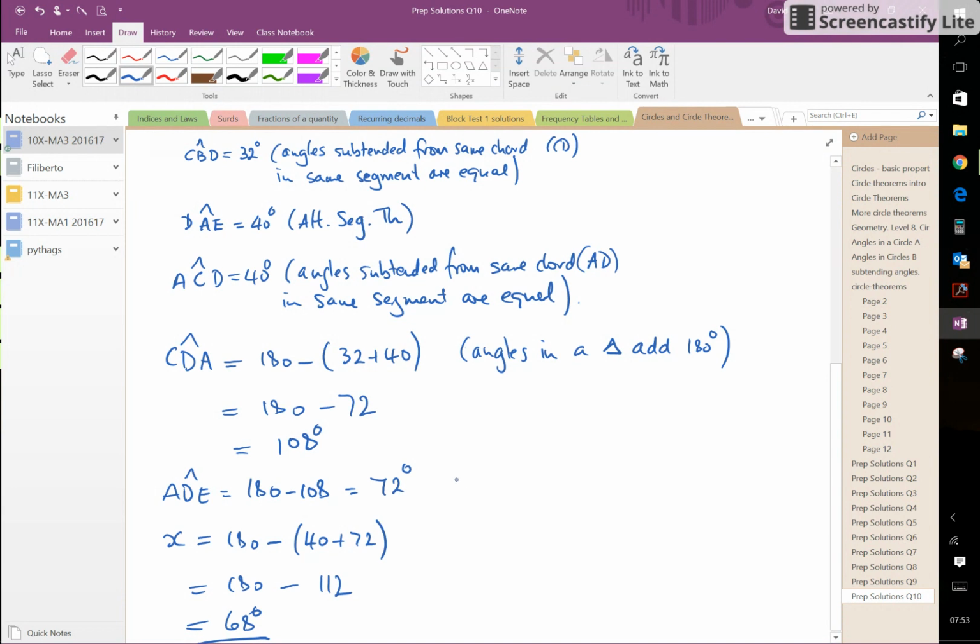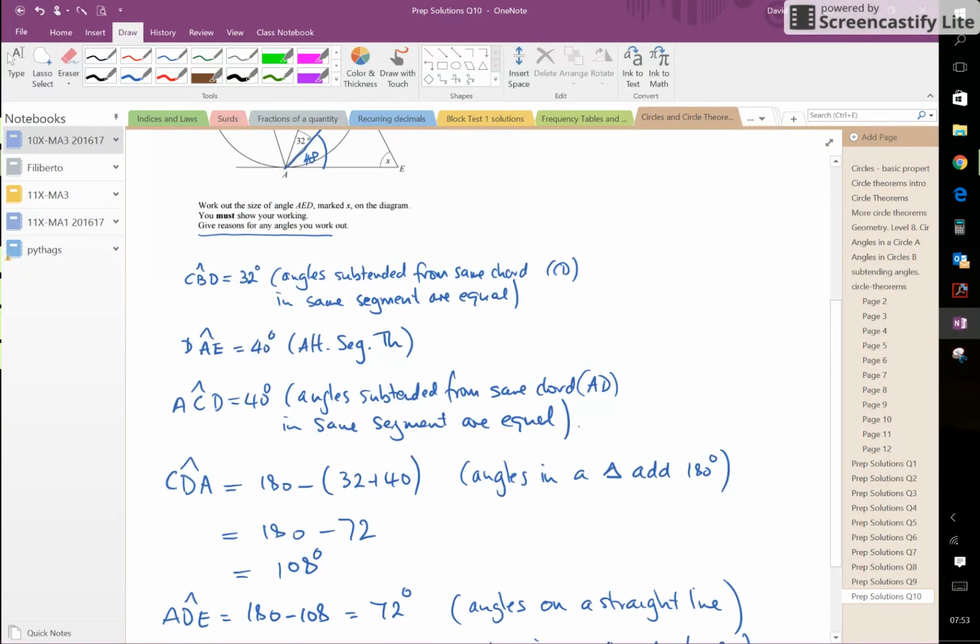So the ADE, this was angles in a triangle. Oh, sorry, angles on a straight line. And this one is angles in a triangle. Okay, and that's the answer to that.